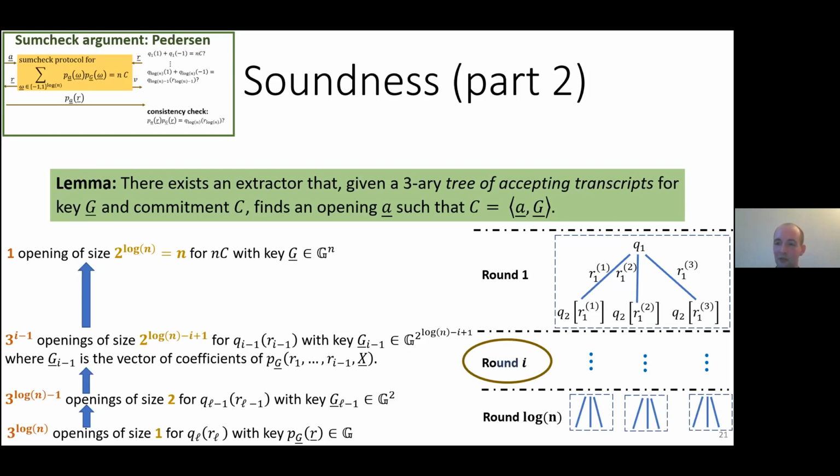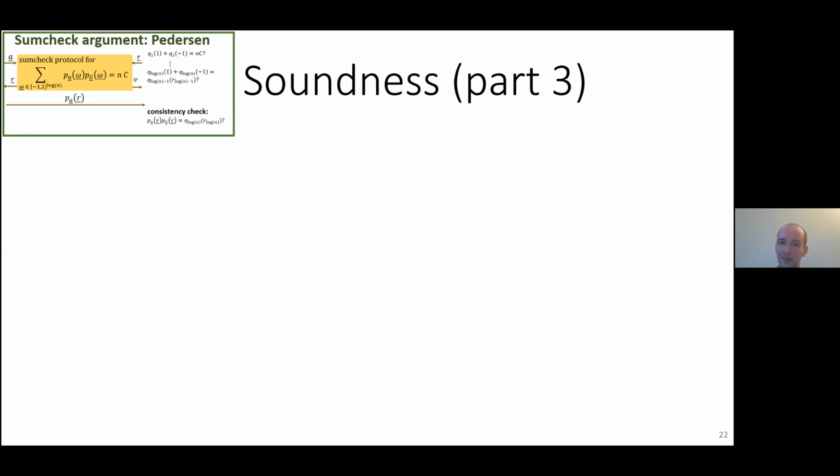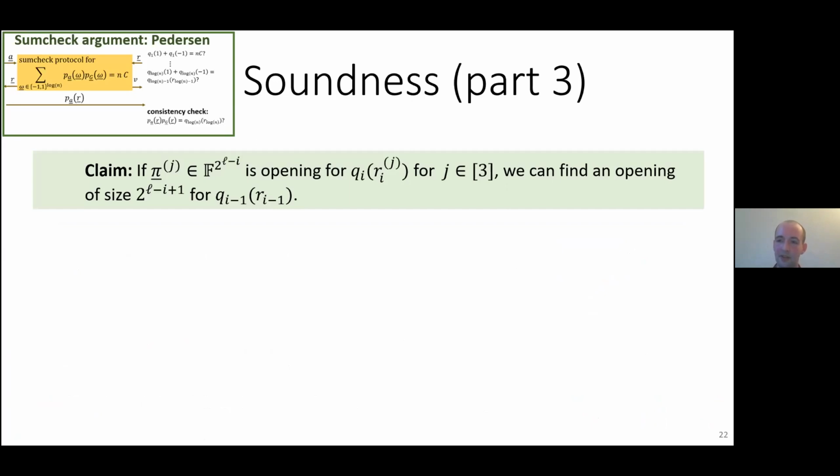And if we start zooming in on round i, we're going to see how interpolation comes into play. So what we'll want to show in the ith step of this argument is that if we have openings of a particular length for 3 different commitments, which are sumcheck polynomials evaluated at 3 different random points, then we can find an opening which has double the length to a commitment which is an evaluation of the next sumcheck polynomial up in the sumcheck protocol.